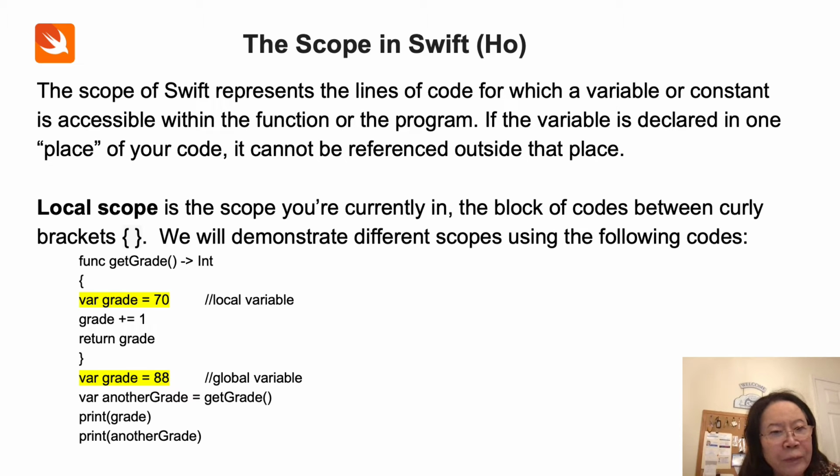The scope in Swift represents the lines of code for which a variable or constant is accessible within the function or the program. If a variable is declared in one place of your code, it cannot be referenced outside that place. Local scope is the scope you are currently in, the block of code between the curly brackets. We will demonstrate different scopes using the following code.